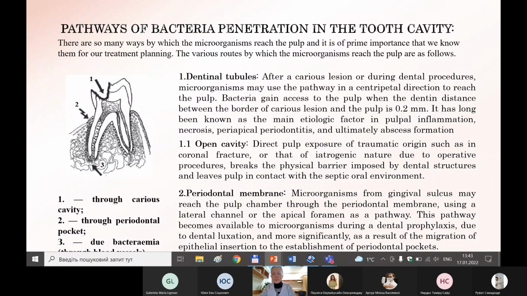through the caries cavity. After caries lesion or during dental procedures, microorganisms may use the pathway in the centripetal direction to reach the pulp. Bacteria gain access to the pulp when the dentine distance between the border of caries lesion and the pulp is 0.2 millimeters. It has long been known as the main etiologic factor in the pulpal inflammation, necrosis, periapical periodontitis, and ultimately abscess formation.